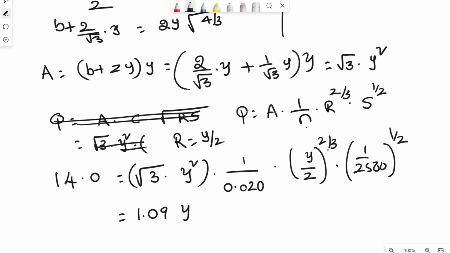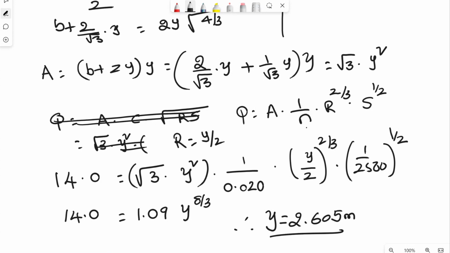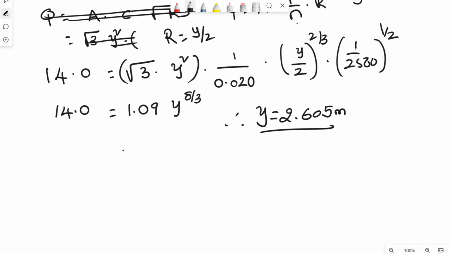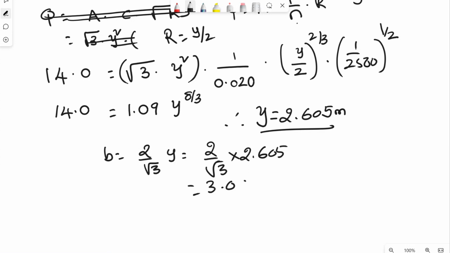2 by 3 plus 2, that is 8 by 3. So 8 by 3 is equal to 14.0. Therefore y is equal to, if you calculate, 2.605 meters. All problems are similar only. Then B is equal to 2 by root 3 y, which we already found. So substitute it: 2 by root 3 into 2.605, so that will be 3.008 meters.